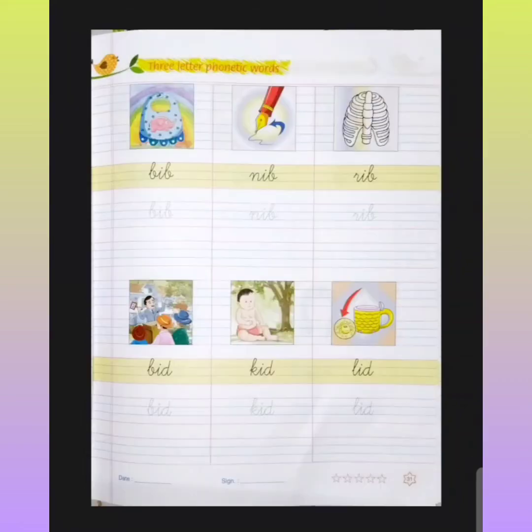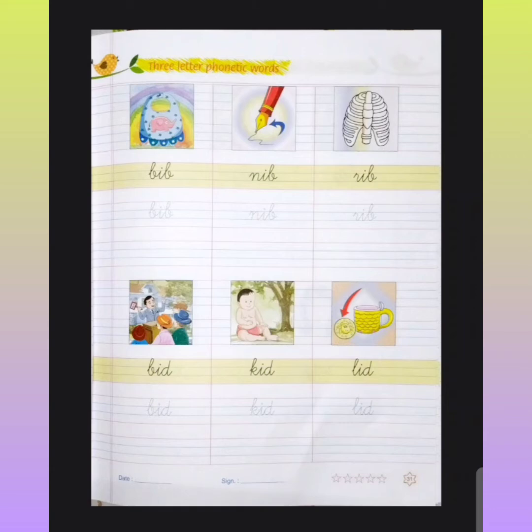Now we come to the next page, that is page number 31. Page number 31 of your phonics 2 book. So here you can see 3-letter phonic words along with picture. Alright, so the first one is BIB bib. Bib we have already studied just now.